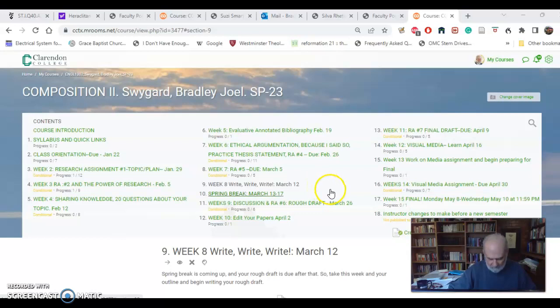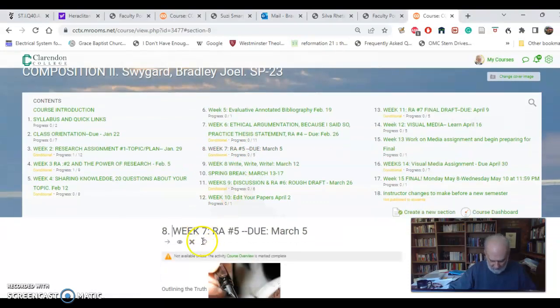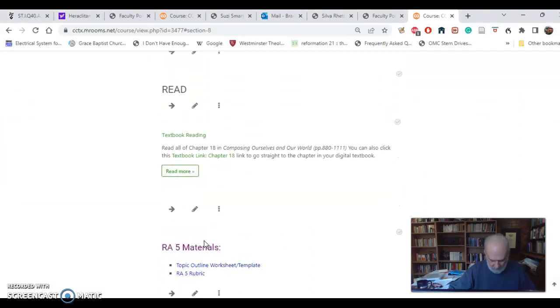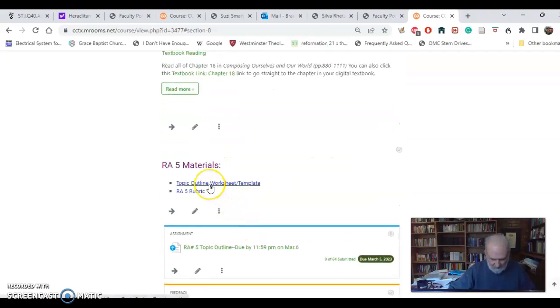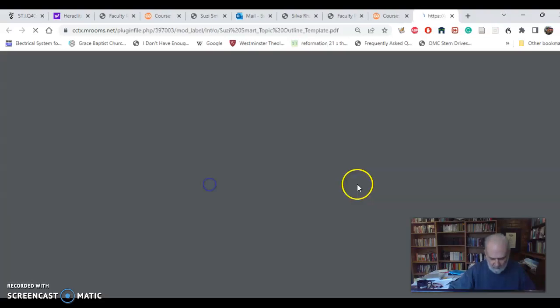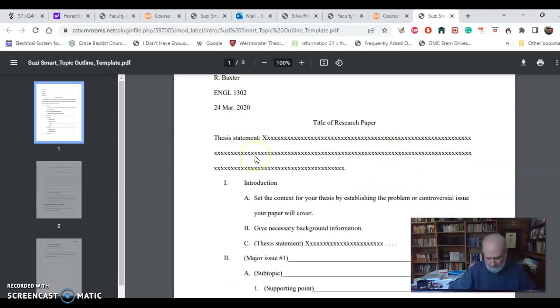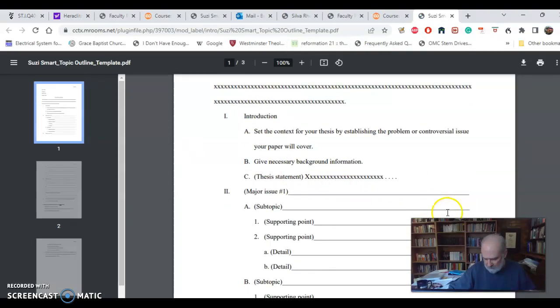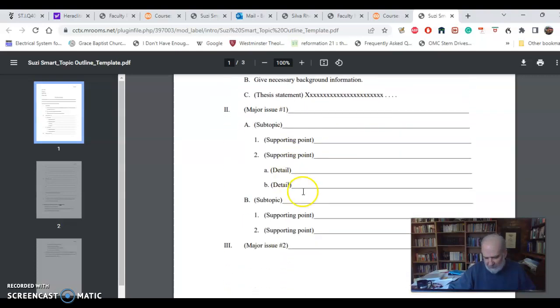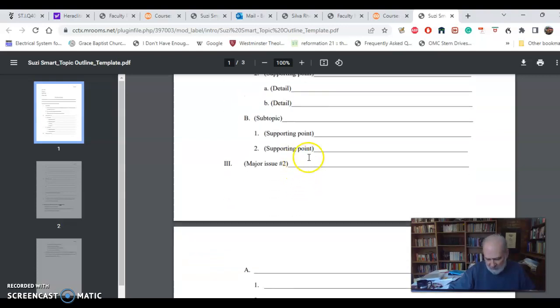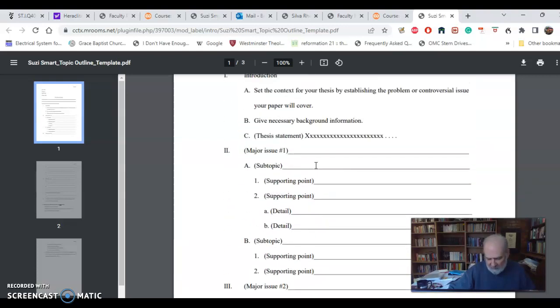You want to go to where number 5 is due here in week 7, right here. Go in there, see down here, and then down below where it says topic outline worksheet, that will give you this. Now, this is something you can write in, you can type in it, you can handwrite on it and copy it, scan it, and send it back. Either way, just make sure your handwriting is clear and make sure that you use complete sentences.